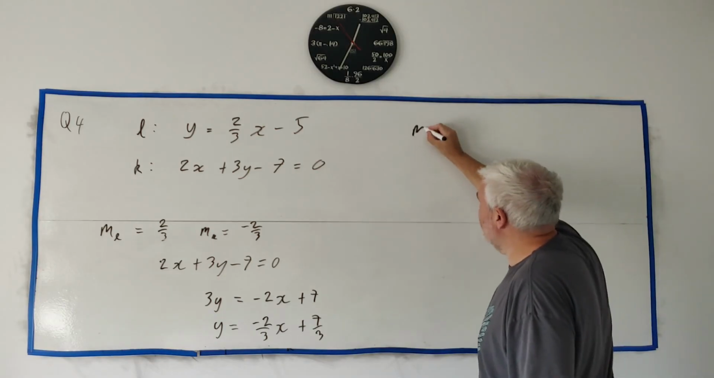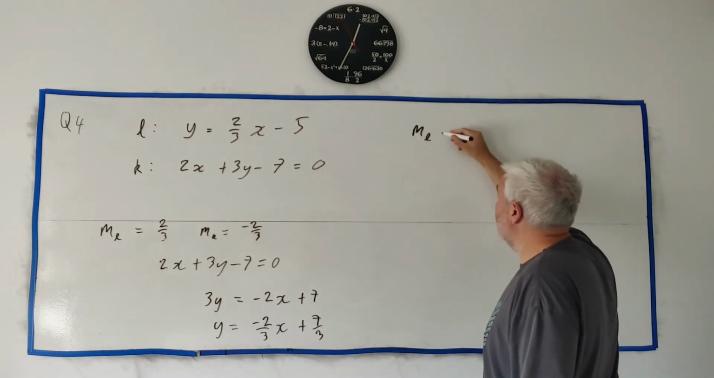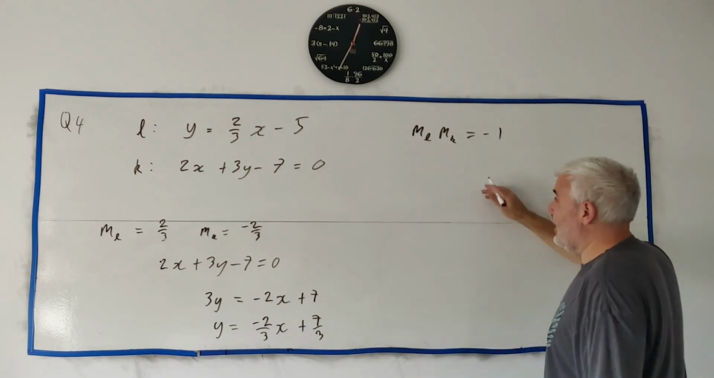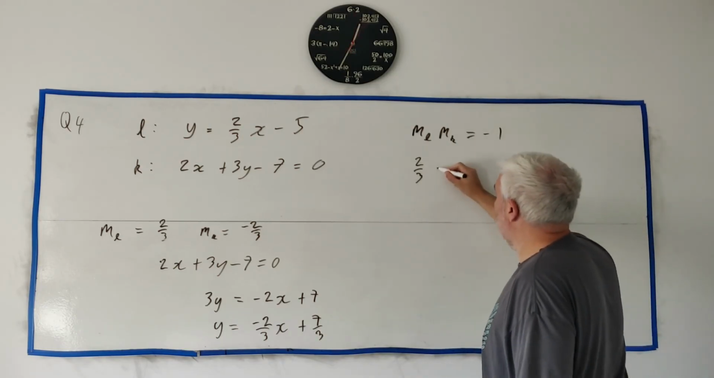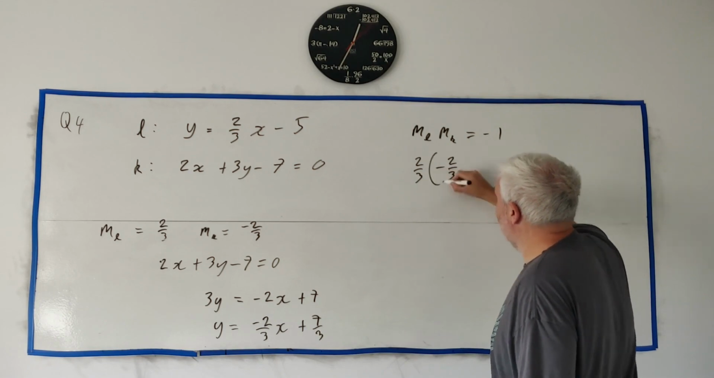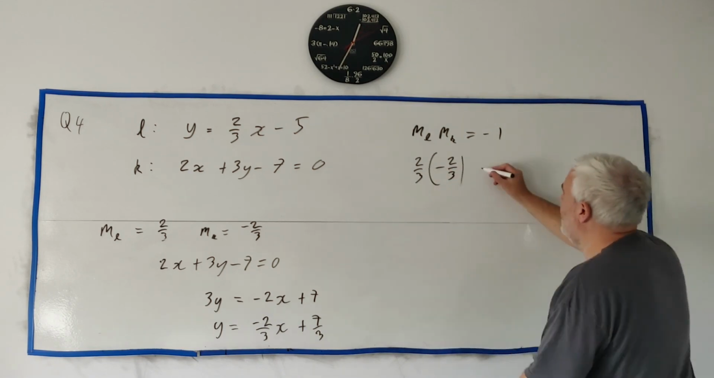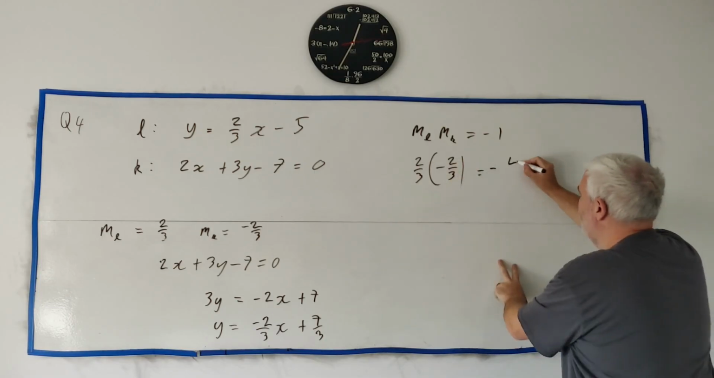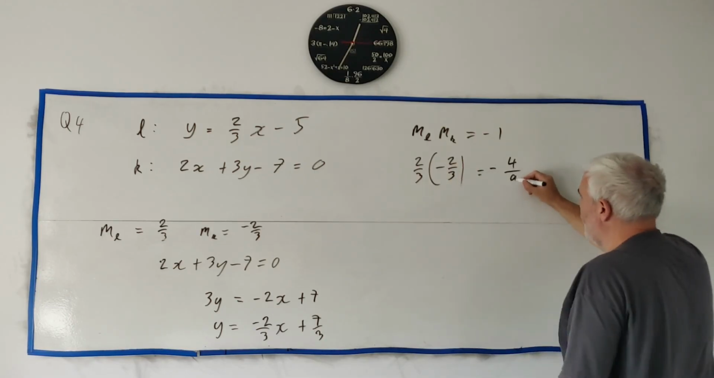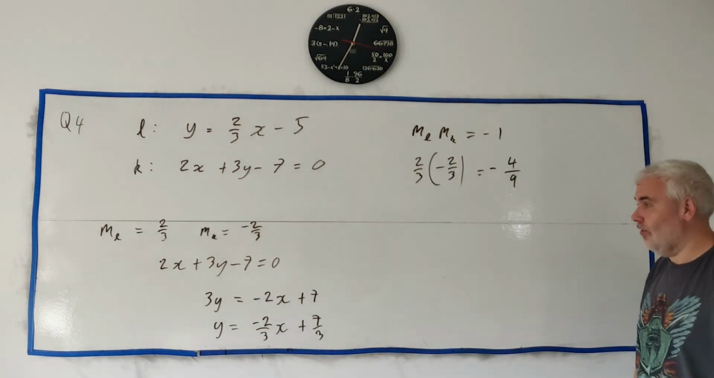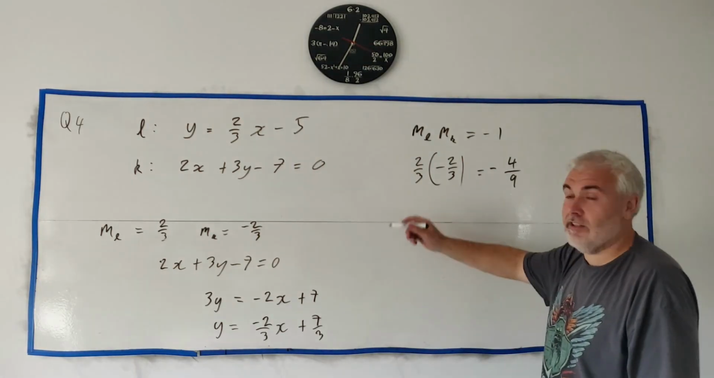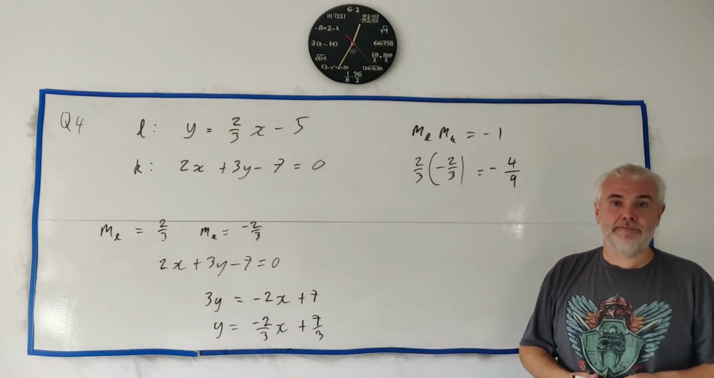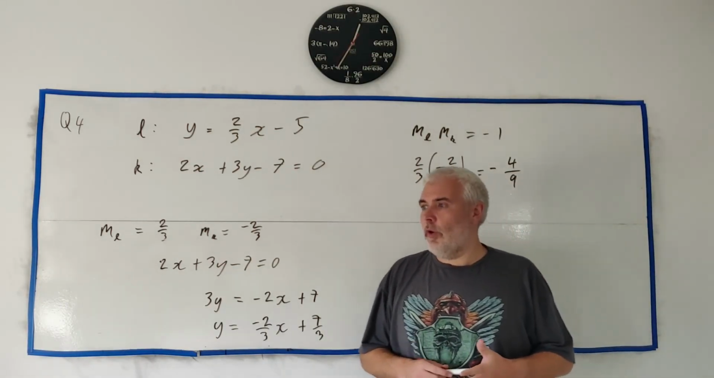If they're perpendicular, this will happen: ML multiplied by MK will equal -1. So let's test that. 2/3 multiplied by minus 2/3. Let's put a bracket, be very careful here. A plus multiplied by a minus, we'll get a minus. 2 by 2, we'll get a 4. 3 by 3, we'll get a 9. That is not -1. So that one's out. So the answer to this question is to tick the neither box. And that's it for question 4.